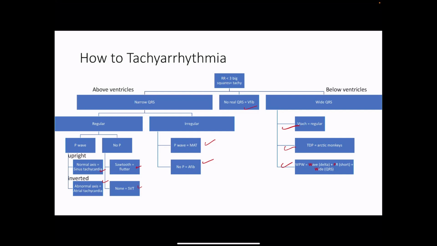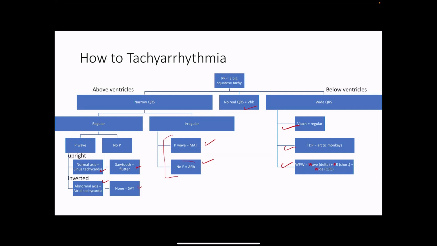If there is a P wave and it's normal, it's sinus tachycardia. If there is a P wave but it's inverted, it's atrial tachycardia. If there's no P wave and it looks like a sawtooth, flutter. If there's no P wave and it's just QRS complexes with no P waves, then it's supraventricular tachycardia. If it's irregular, it can either be atrial fibrillation or multifocal atrial tachycardia.